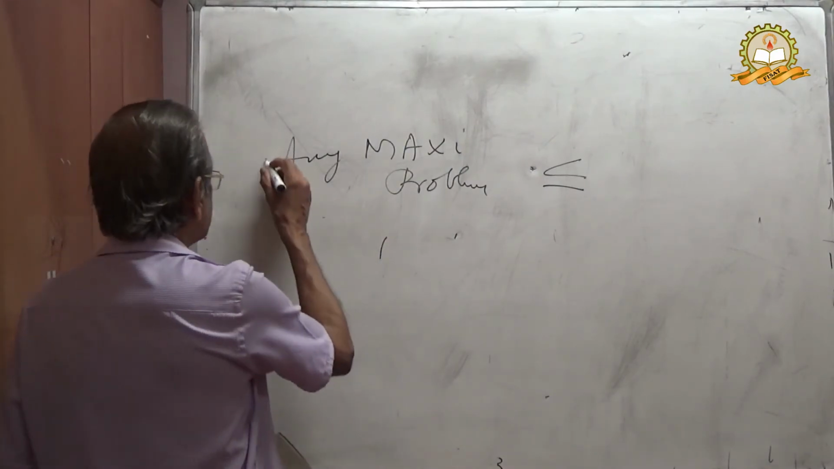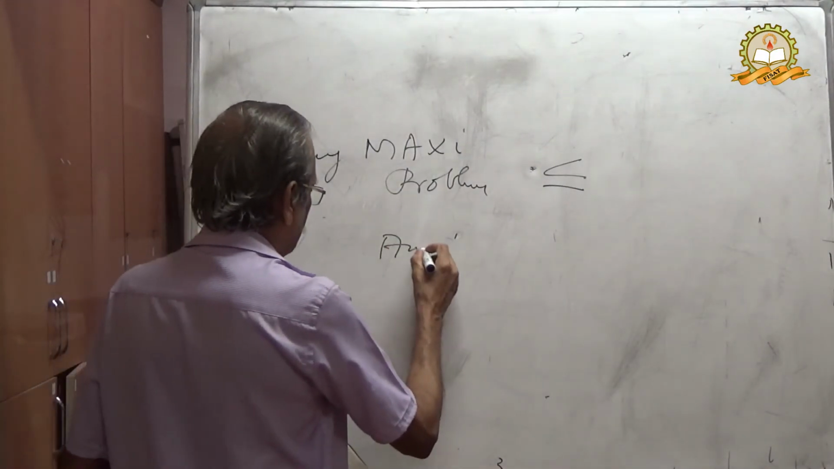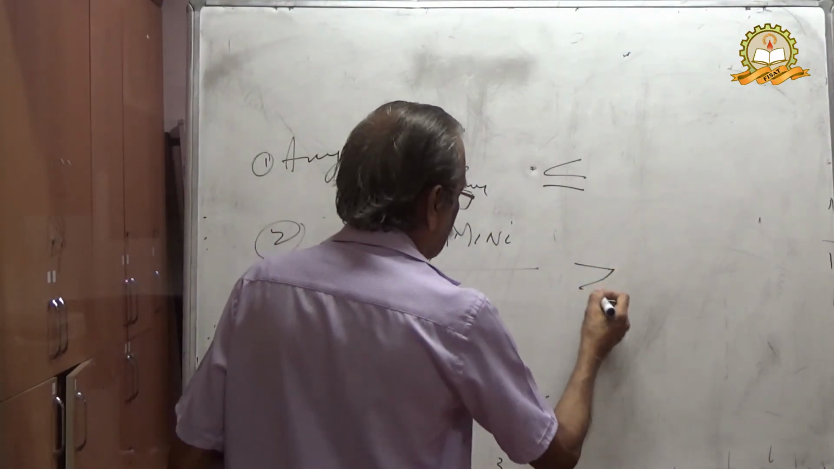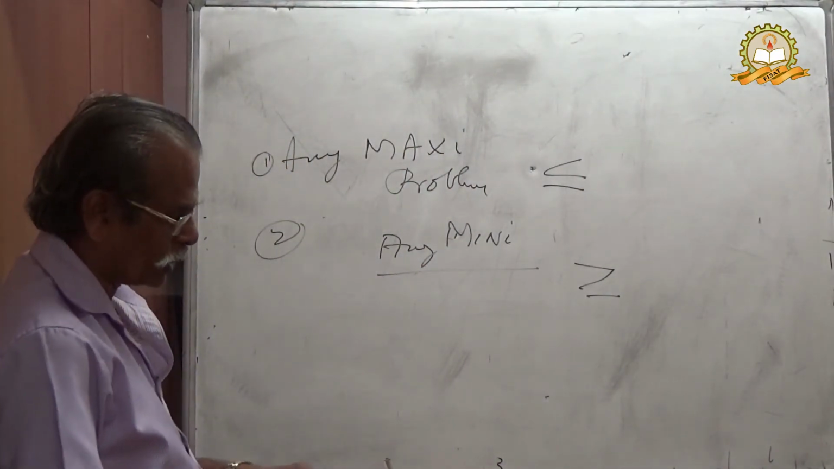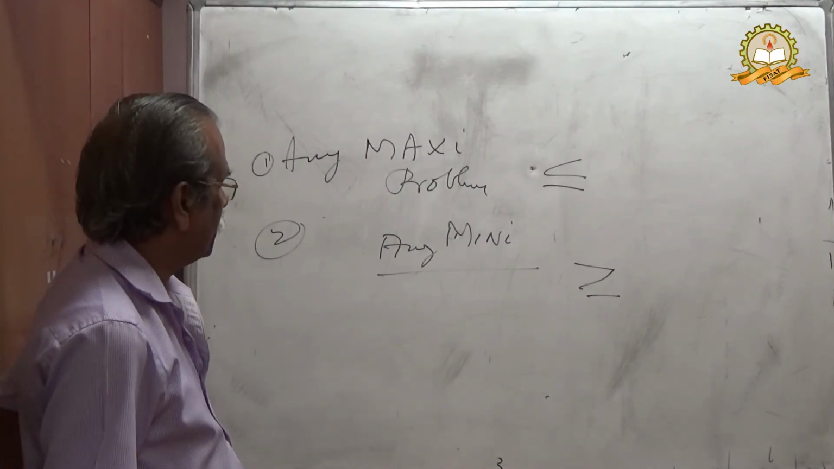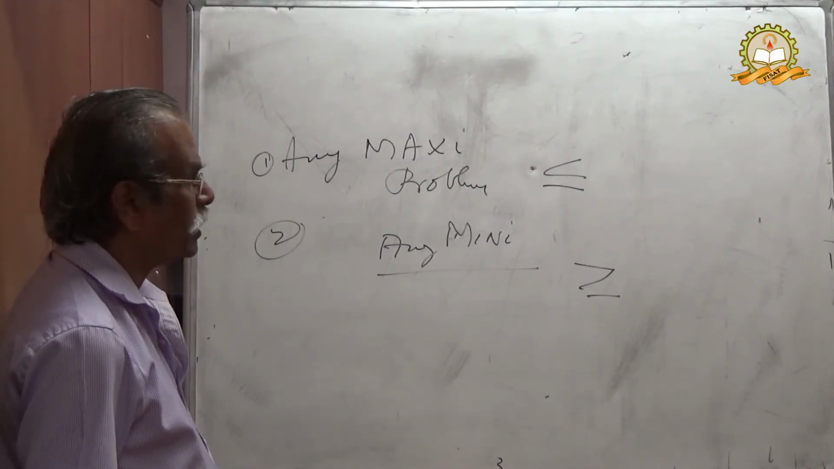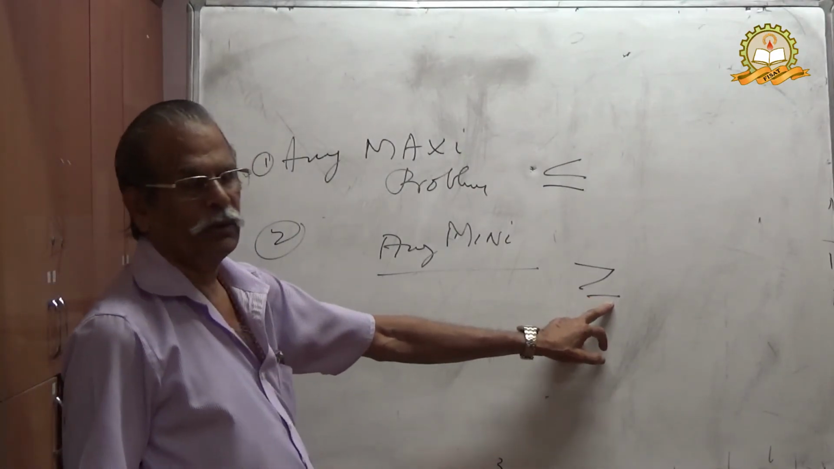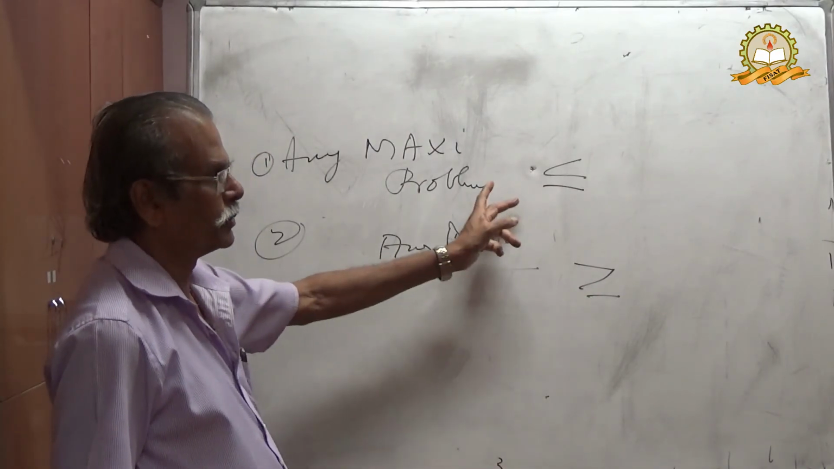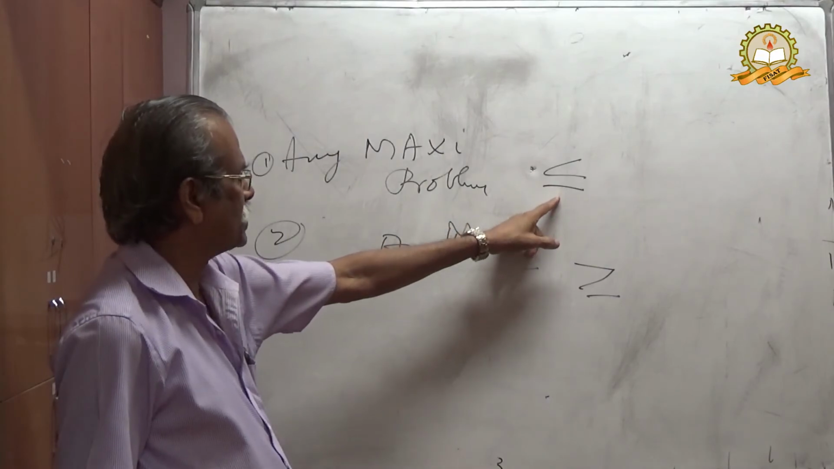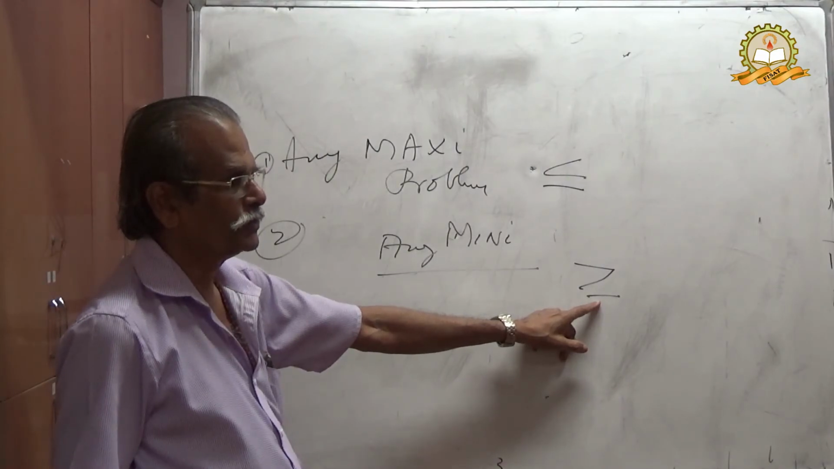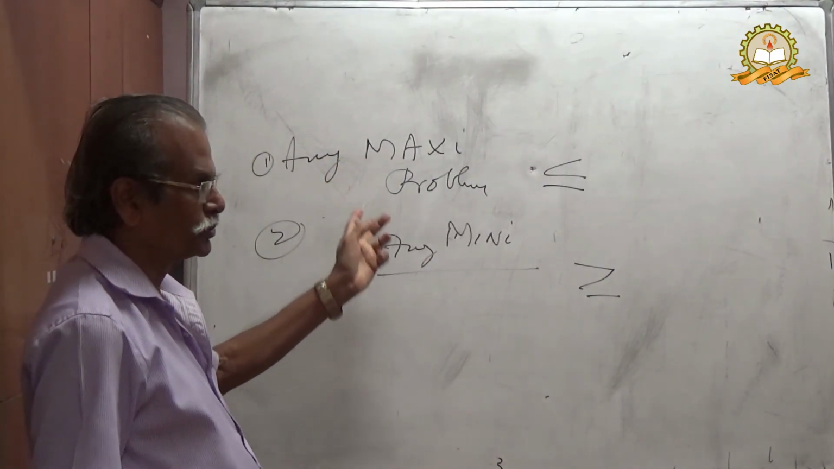And for any minimization problem, the inequalities will normally be greater than or equal to. Less than or equal to for maximum. Therefore, when checking the question, you can note down: maximum should be less than or equal to, minimum should be greater than or equal to. These 2 points to be remembered, and the other 3 also to be remembered.